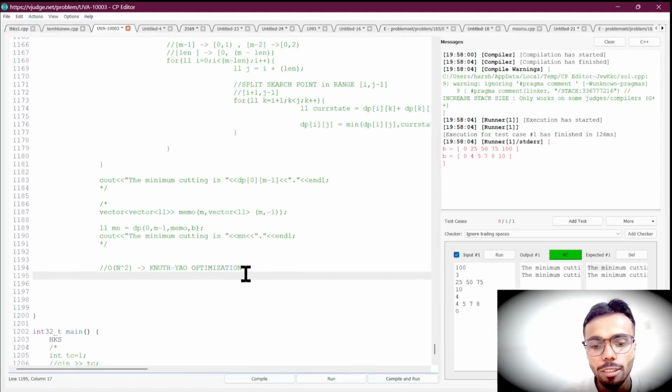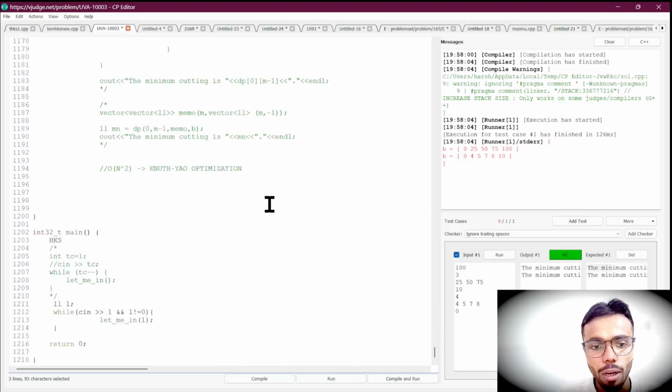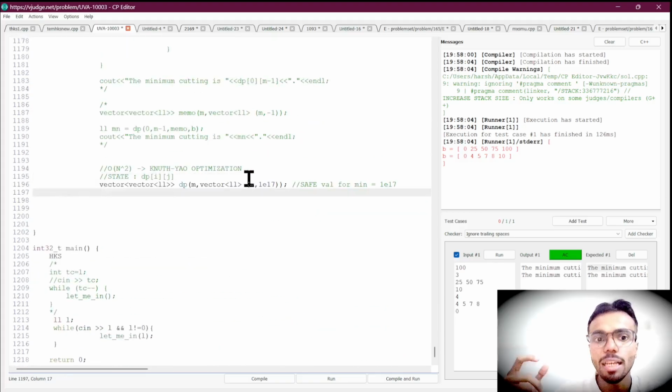If I do that, in Knuth-Yao optimization two things I need to keep track of. One is your original state, which will remain the same. Apart from this, I will keep track of the optimal K for a particular range. For each range, we should keep track of the optimal K, and for that I'll use the same container. Let's say the optimal K is represented by OPT for a range IJ, and I initialize it. Initially, what will the optimal K be?